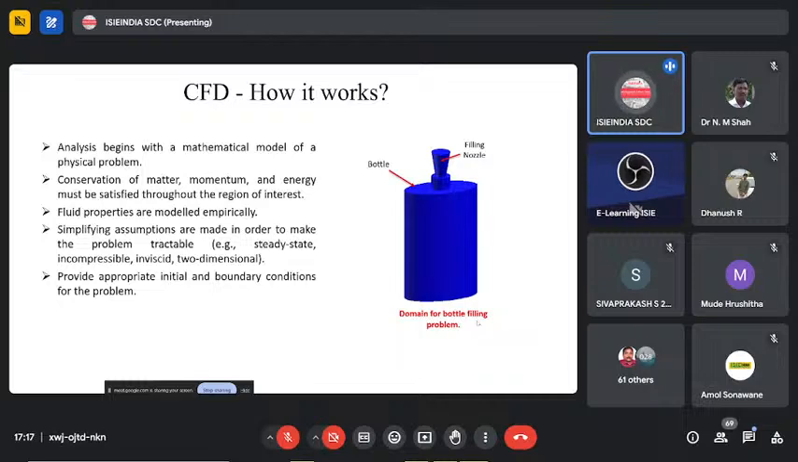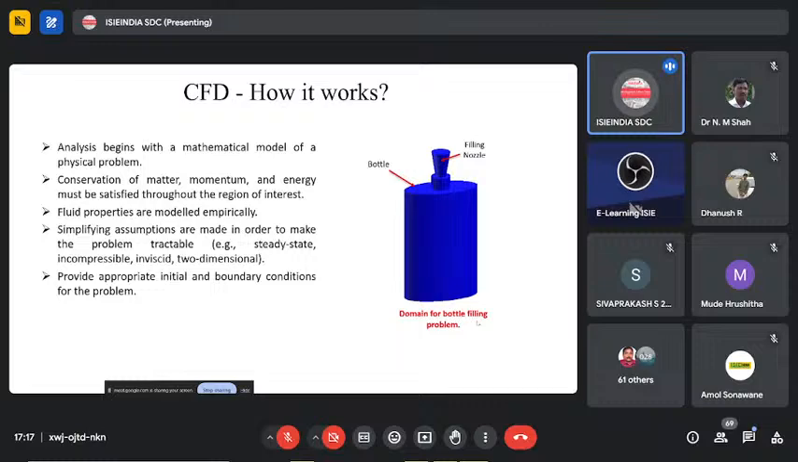So the process basically begins with developing a mathematical model of a physical problem. Here, an example has been shown of a bottle filling scenario, where the model includes the bottle, the filling nozzle, and the fluid, like water, being poured into the bottle. This model is basically based on the principles of fluid dynamics.